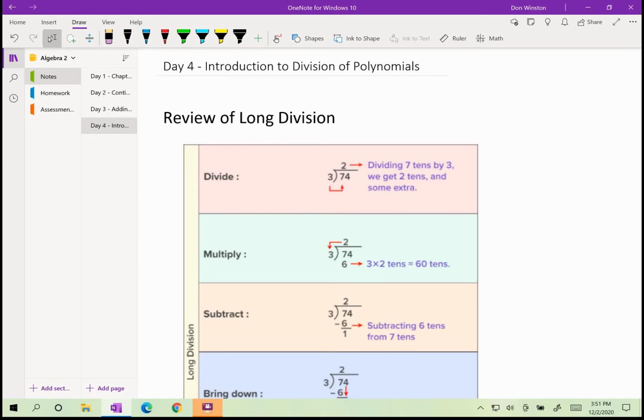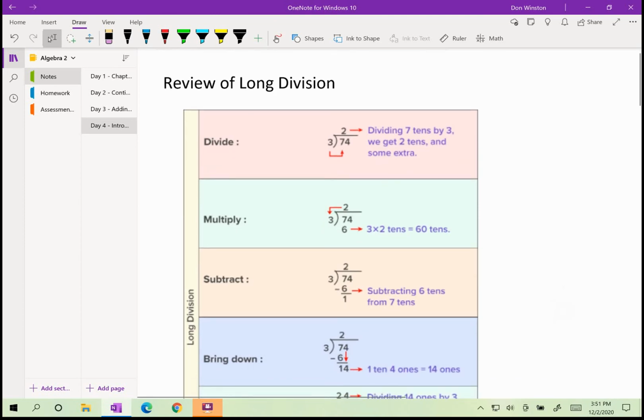Before we actually get into division of polynomials, let's lay some foundational knowledge here. We need to go back in time, way back into 4th and 5th grade maybe, or even 6th grade. Okay, and we need to remember the process of long division. So let's take a look at the process of long division.